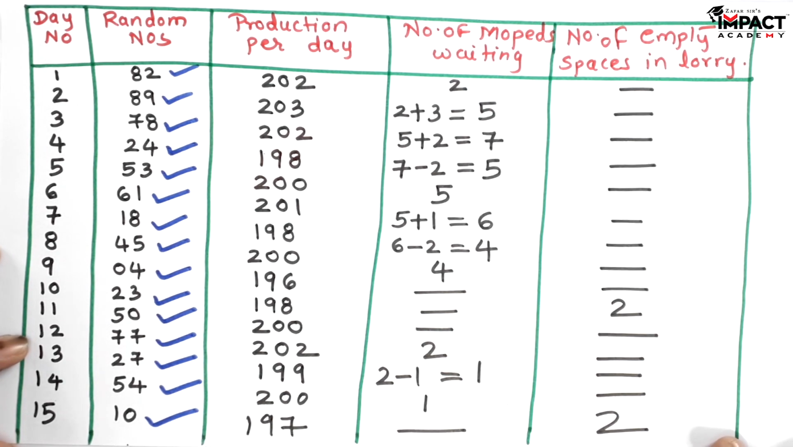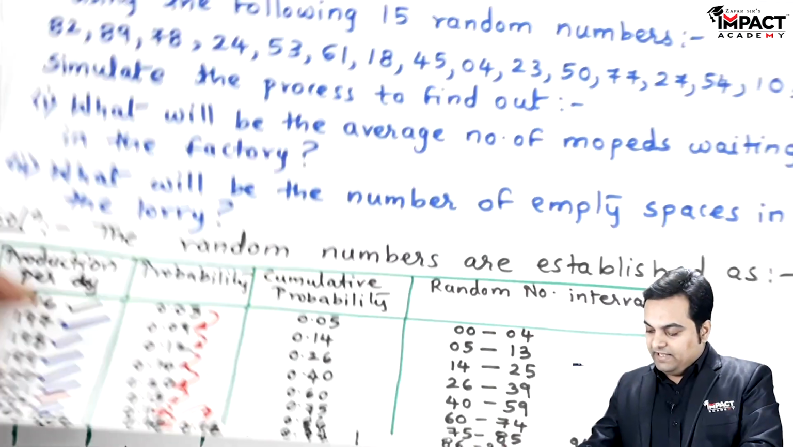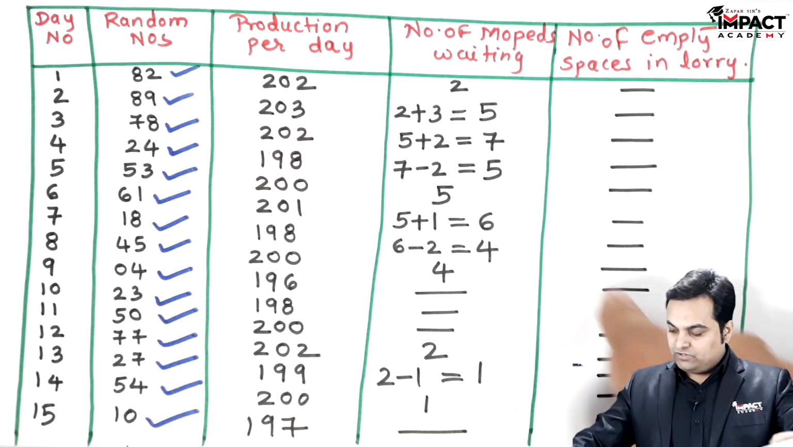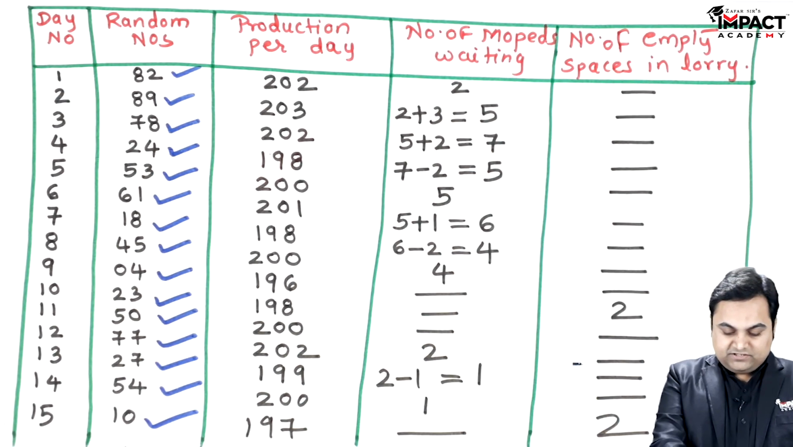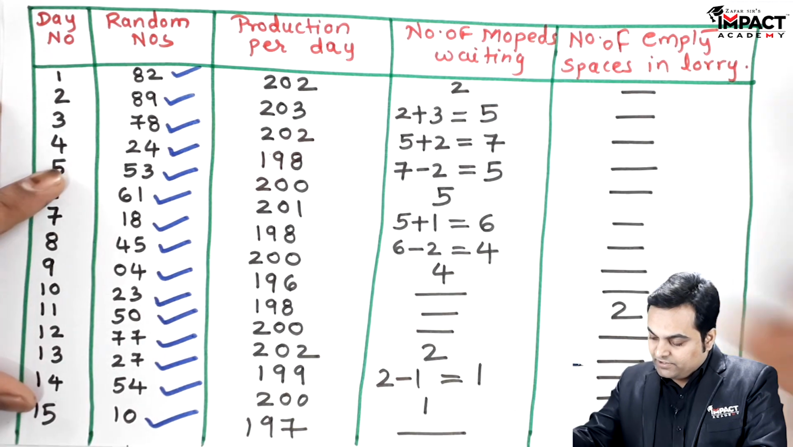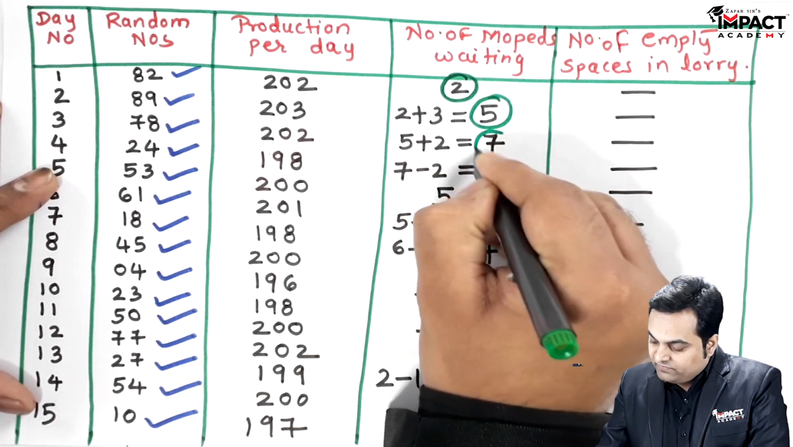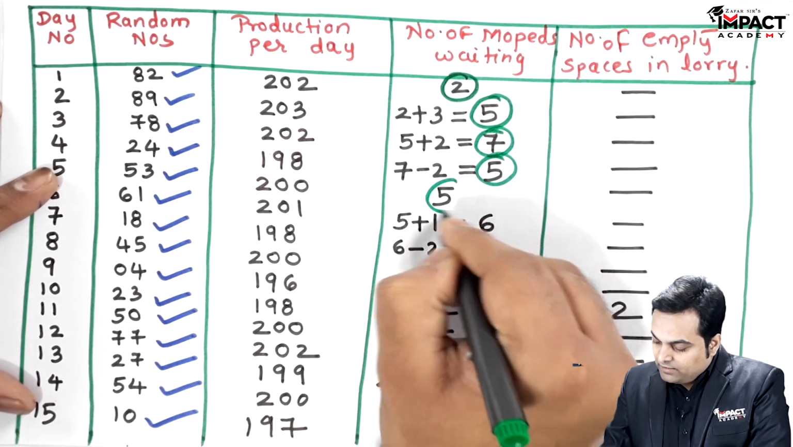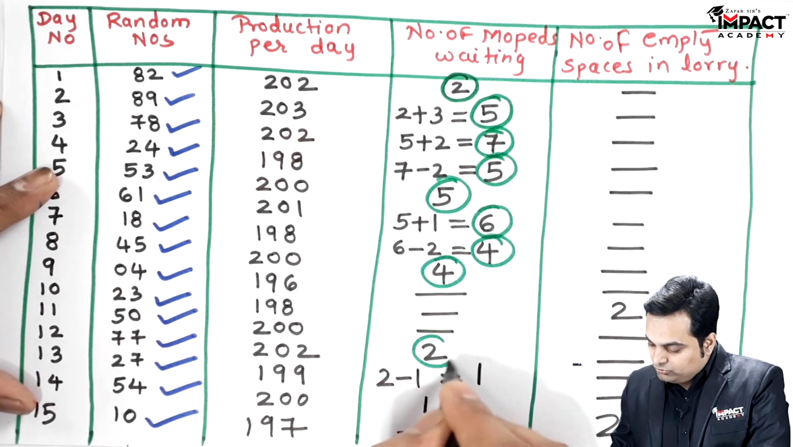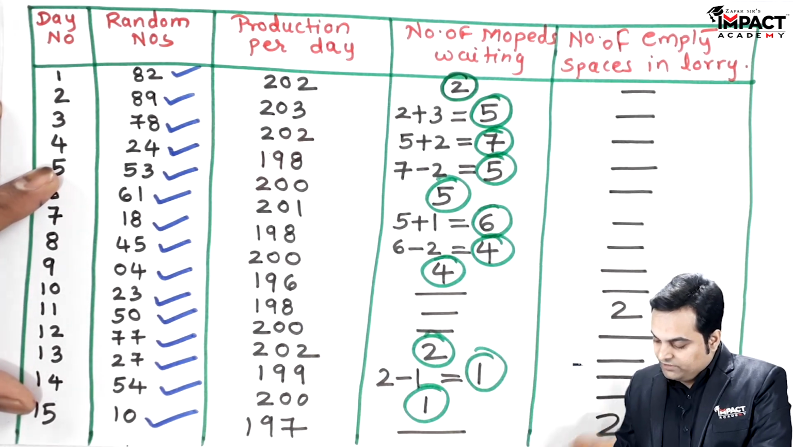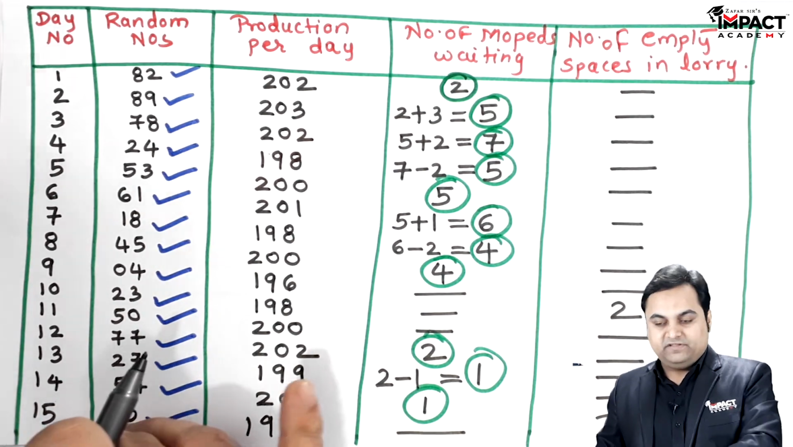So we have 198. Now once we have reached up till here, the question was what will be the average number of mopeds waiting in the factory. So average number can be calculated from this. So for that we have to take these numbers. I am just marking them. Here we have 2, then 5, 7, 5, again 5, then 6, 4, 4, 2, 1 and 1. So we have to add up all these numbers and divide by the total number of days, that is 15.